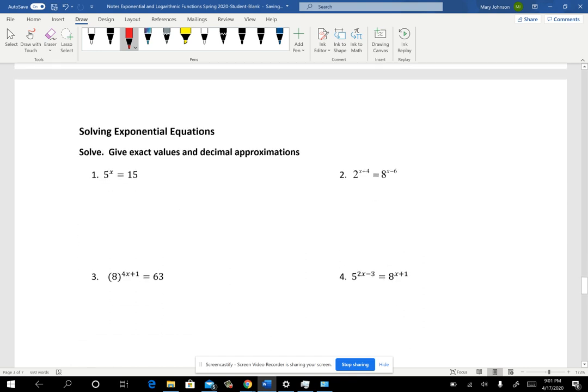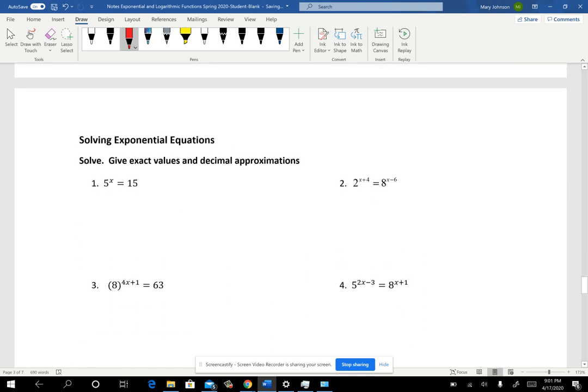All right, now we're going to be working on actually just solving a bunch of equations. On this page, we're solving exponential equations. And sometimes, most of the time, they'll want both an exact answer and a decimal approximation. So we're going to go ahead and get started.